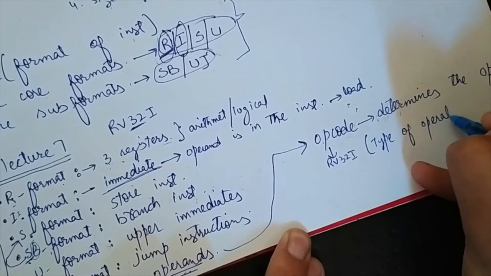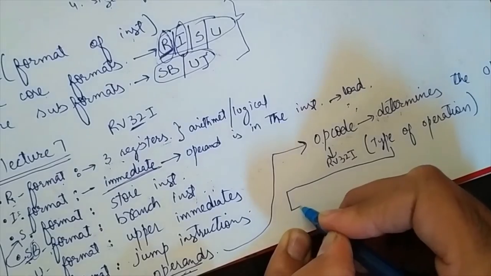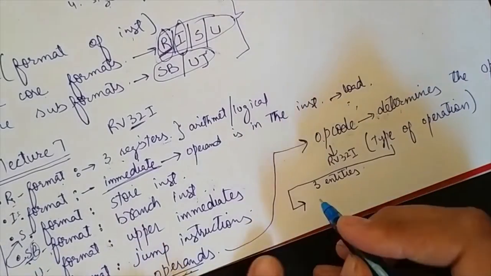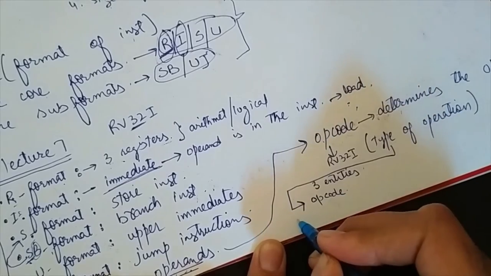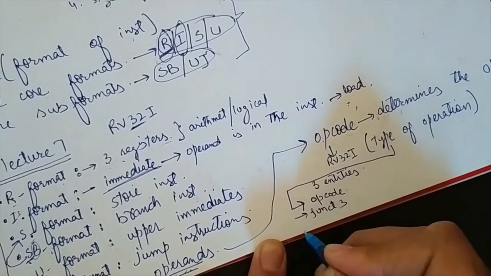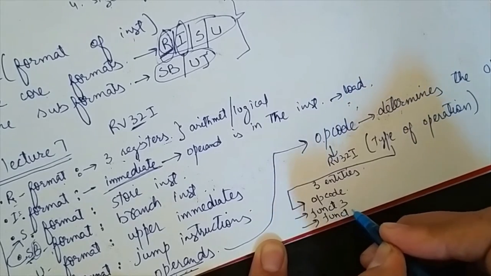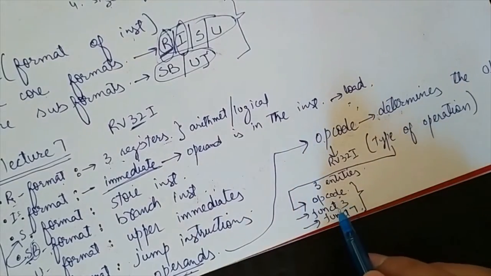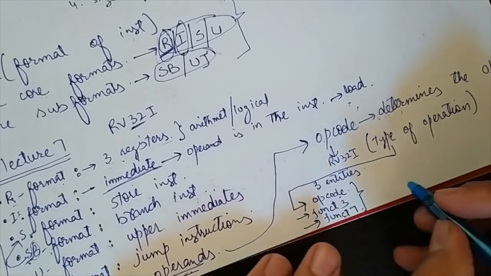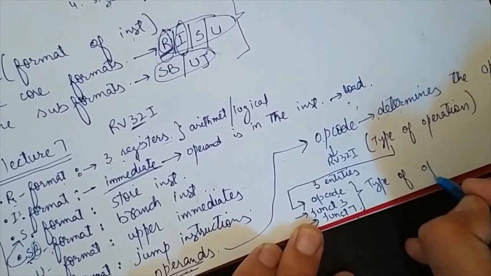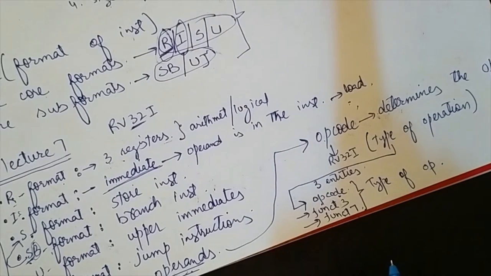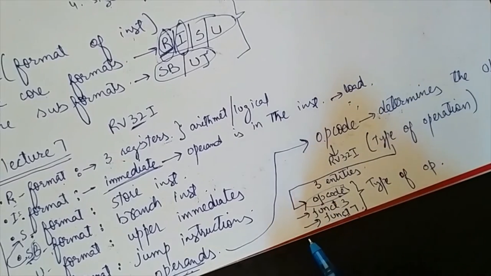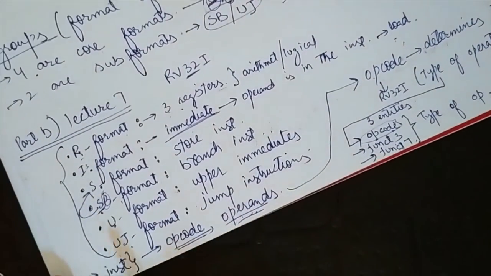The type of operation is determined by three entities. The first entry is opcode. The second entry we called func3. And the third entry we called func7. So these are the three entities which are embedded inside the instruction. And these three entities determine the type of operation. So opcode alone cannot determine the type of operation. It partially determines the type of operation. However, these three together determine the type of operation that this instruction has to perform.